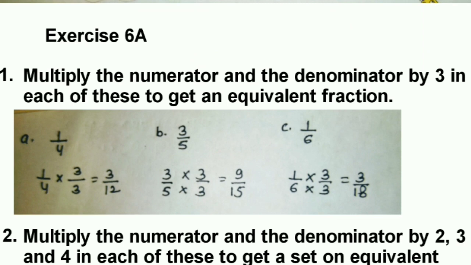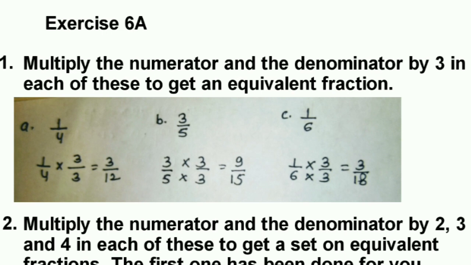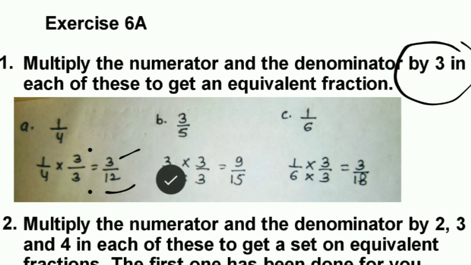Multiply the numerator and the denominator by 3 in each of these to get an equivalent fraction. Exercise 6a. Okay, we have to multiply the denominator and numerator by 3. So we have done here 1 by 4 multiplied by 3 by 3. 3 ones are 3, 4 threes are 12. 3 upon 5. So multiply by 3 upon 3. Or we can say both sides multiply by 3 only. 3 threes are 9, 5 threes are 15.